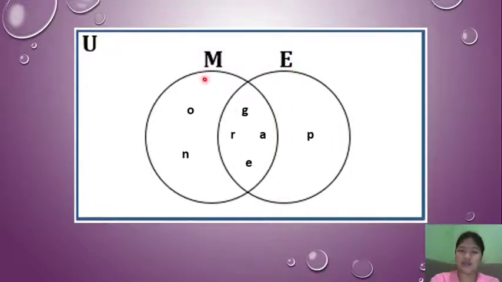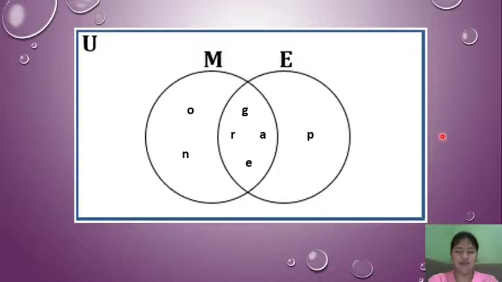Pwede nyo rin pong isulat dito sa loob yung pangalan ng set. You have set M and set E. Pwede rin po sa taas ng circles. And then, we also have the universal set represented by this. Siya naman po yung ating rectangle. Sakop po niya yung ating dalawang bilog because as we all know, the universal set is the set that contains all the elements under consideration.